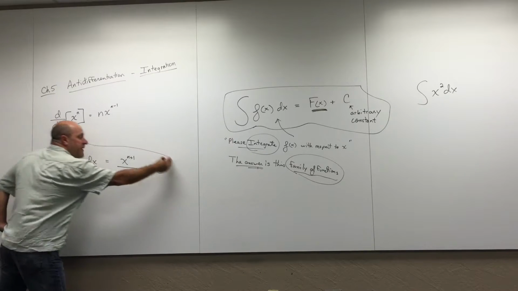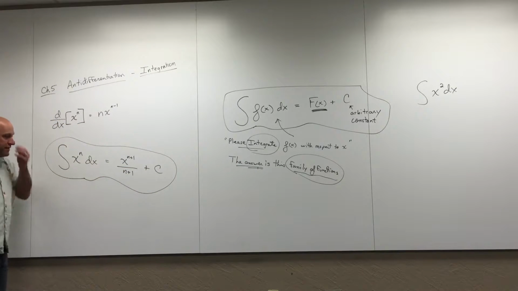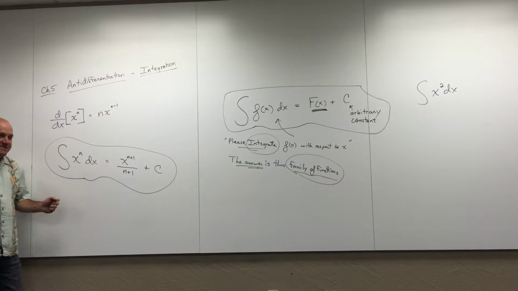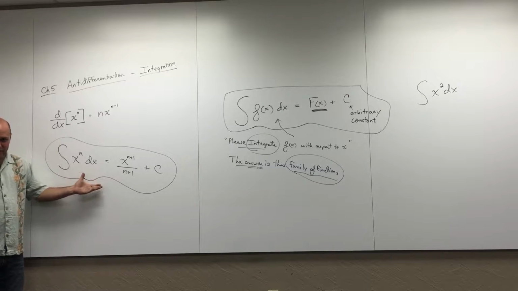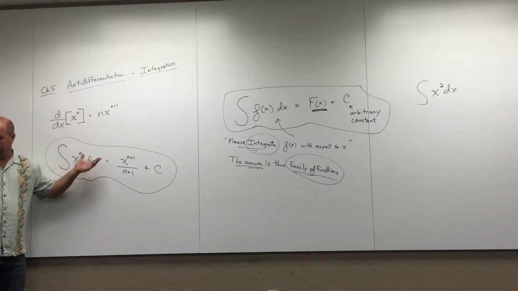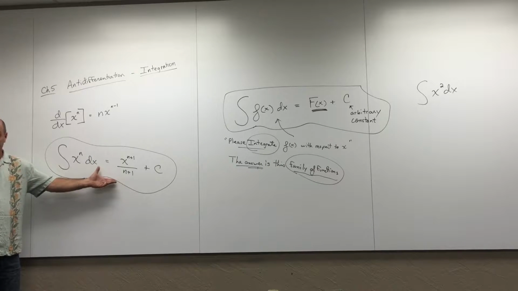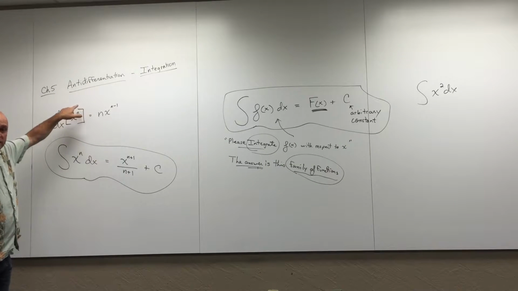Here it is. This is the power rule. I tried to make you think about it, but then I couldn't help myself. I had to just tell you what it was. But it is these steps backwards. It's not a miracle. It's just this backwards.